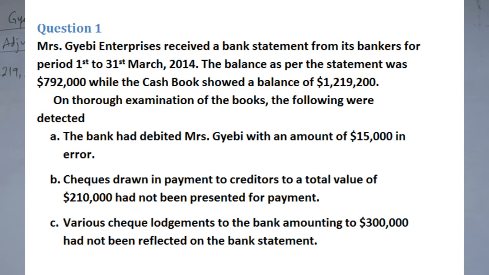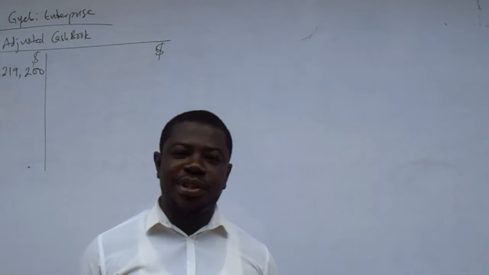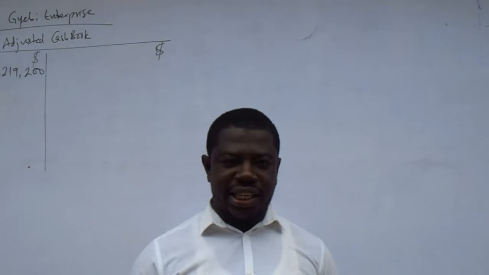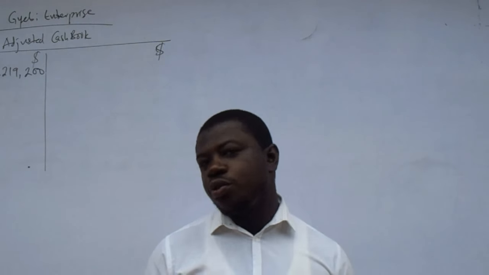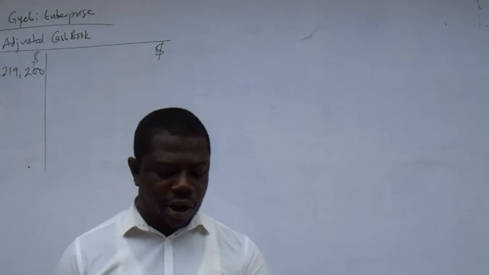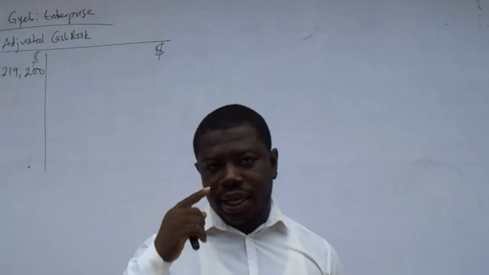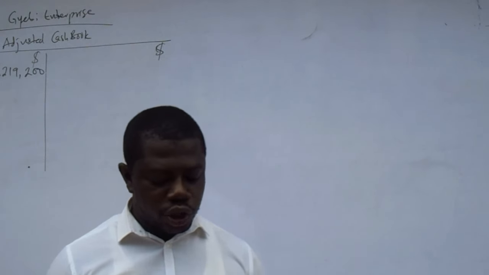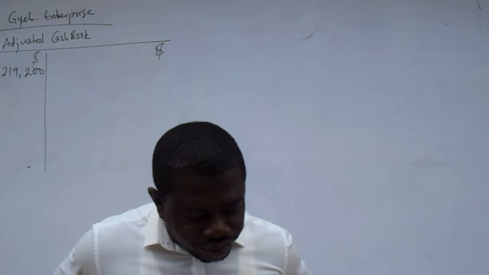B. Checks drawn in payment to creditors to a total value of $210,000 have not been presented for payment. This is very clear. This is unpresented checks. Whenever you see checks drawn, it means that we wrote the check, and so this one was not presented. Unpresented checks will not appear in the adjusted cash book, so we'll take that to the bank reconciliation statement. So you mark out that as well.